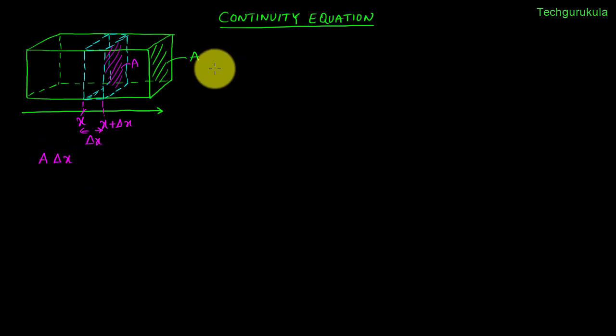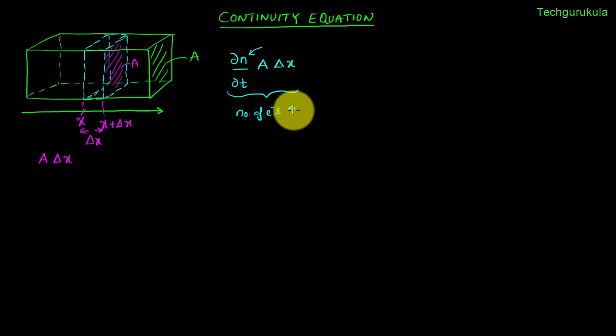Let's say the number of electrons in this box of volume A del x is increasing, so we can represent that in mathematical form as del n over del t times A times del x, because n is the number of electrons per centimeter cube, which is electron concentration, changing with respect to time. But we are talking about the total number of electrons increasing with respect to time in this box. That's why we multiplied this with A times del x, so that the units of this would be number of electrons increasing with respect to time in the box.